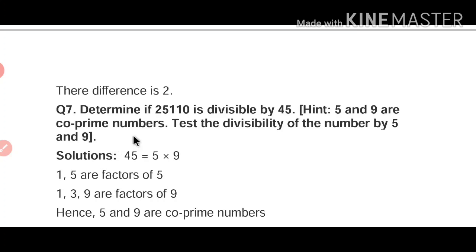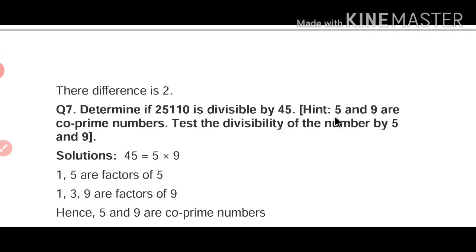Now question number 7. Determine if 25,110 is divisible by 45. We have to see whether this number is divisible by 45 or not. Here we can see that 5 and 9 are co-prime numbers, and we can test that if the given number 25,110 is divisible by 5 and 9, then we can say that it is also divisible by 45, as this is the second property of divisibility. You know that if a number is divisible by two co-prime numbers, then it is also divisible by the product.